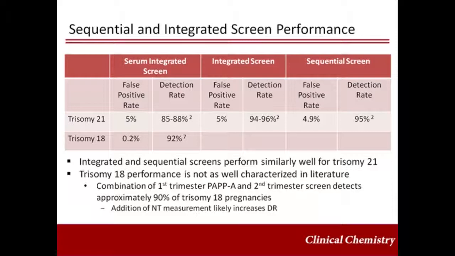In regard to the detection of trisomy 18, the data for this condition is not as well characterized in literature, but the detection rate in the serum integrated screen is 92%. As the nuchal translucency measurement is also increased in trisomy 18, it is likely that the use of the nuchal translucency measurement would increase the detection rate, but those publications are lacking.